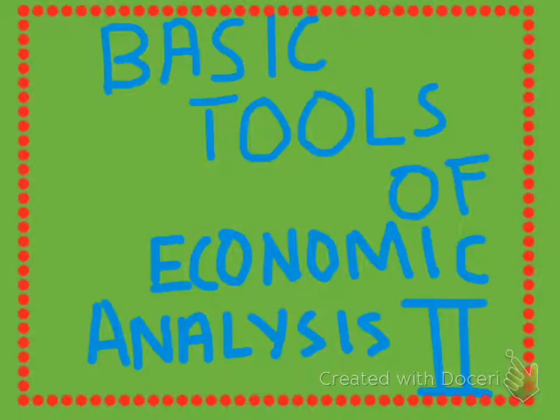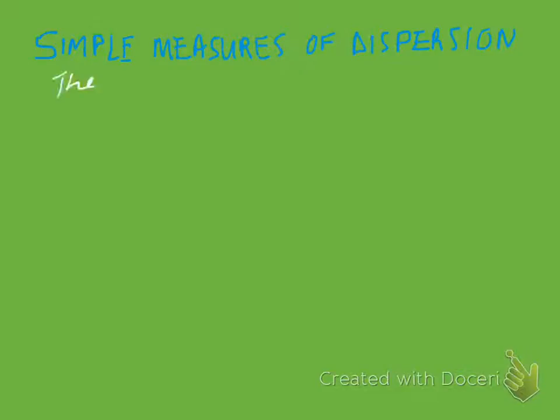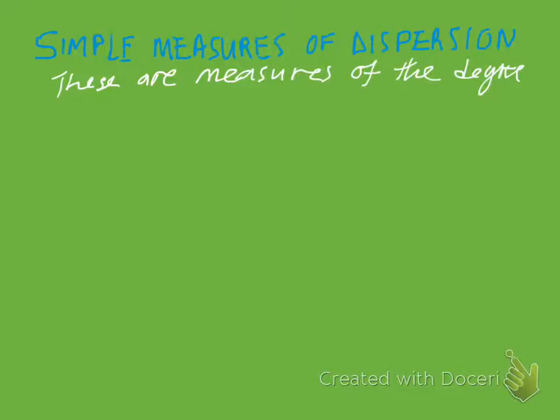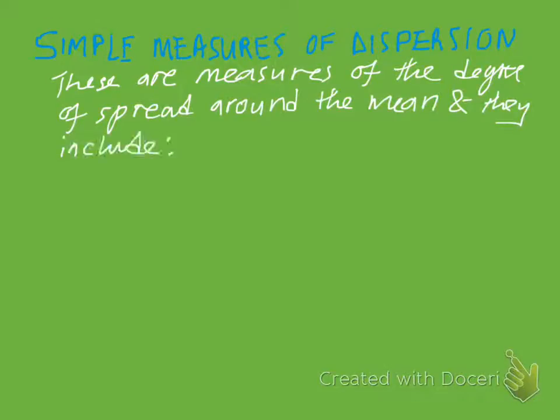So we'll be looking at further statistical measures, not measures of central tendency. We'll begin with simple measures of dispersion. Note that these are measures of the degree of spread around the mean.